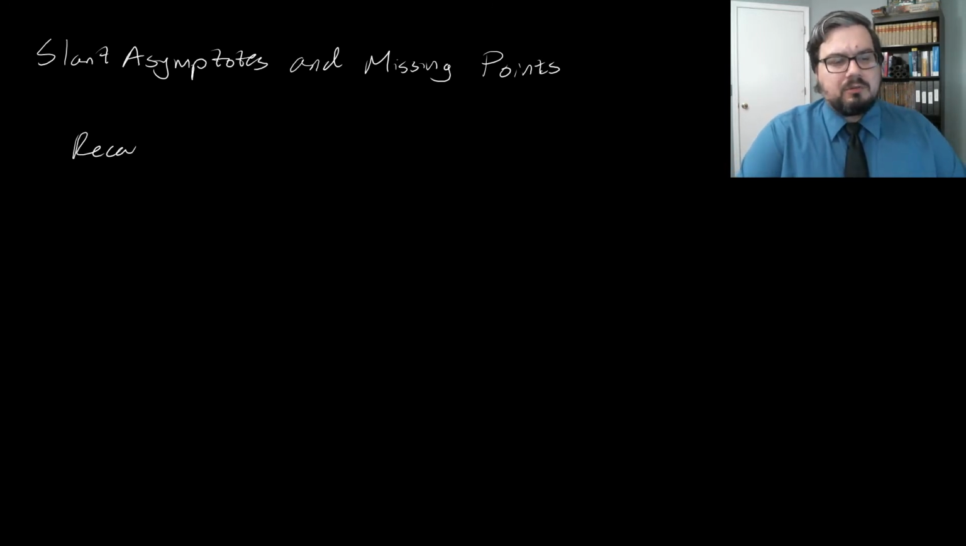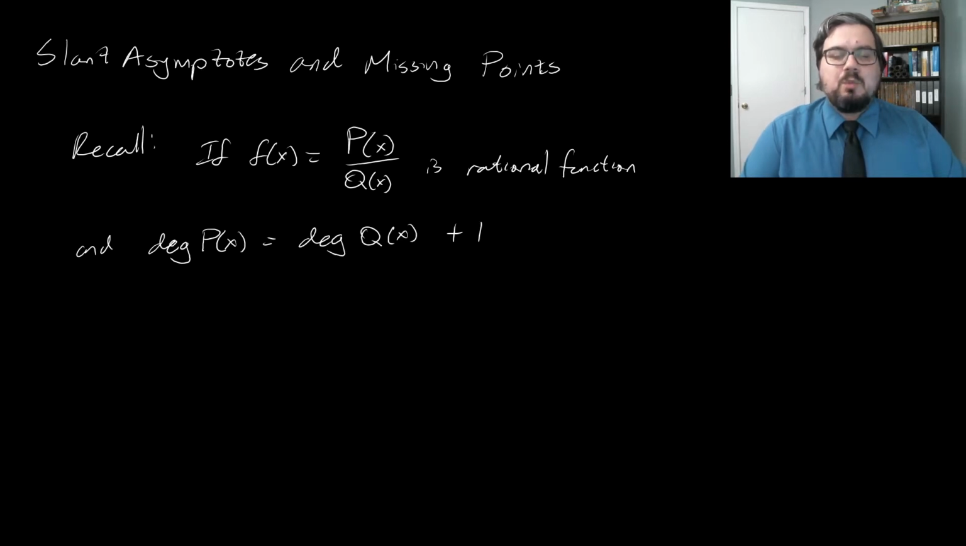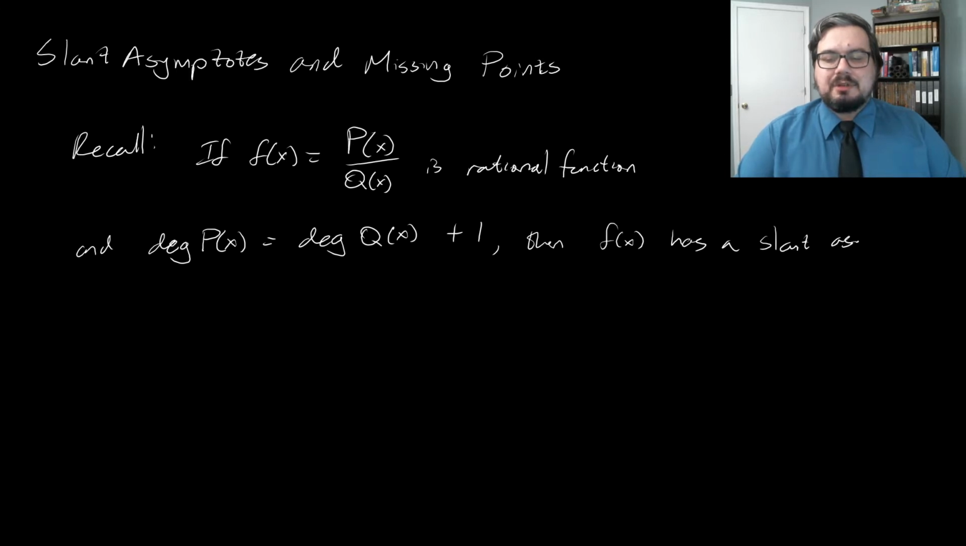So, recall from last time that if f of x equals p of x over q of x is a rational function, and the degree of p of x is equal to the degree of q of x plus 1, then f of x has a slant asymptote.